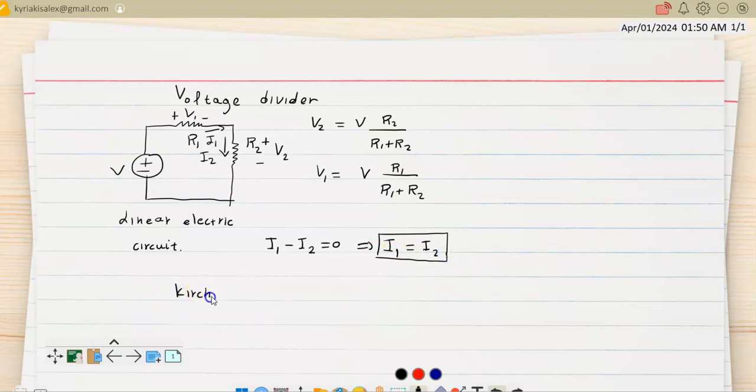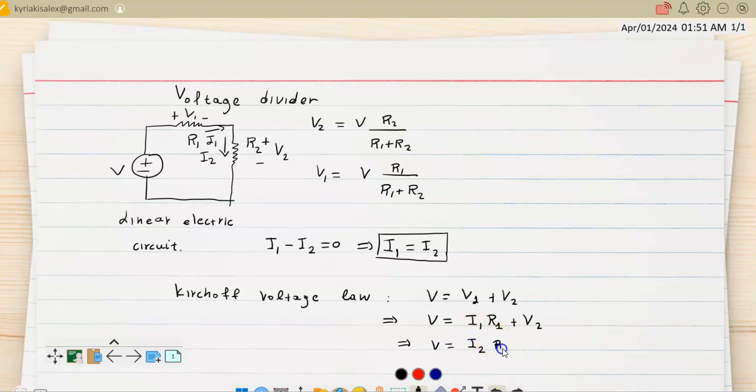Now we use Kirchhoff's voltage law. V, the supply, this is DC voltage, equals V1 plus V2. By Ohm's law, this is the product of the current I1 times the resistor R1 plus V2. But we know that I1 equals I2 from here, so it's the same current flowing in the circuit.